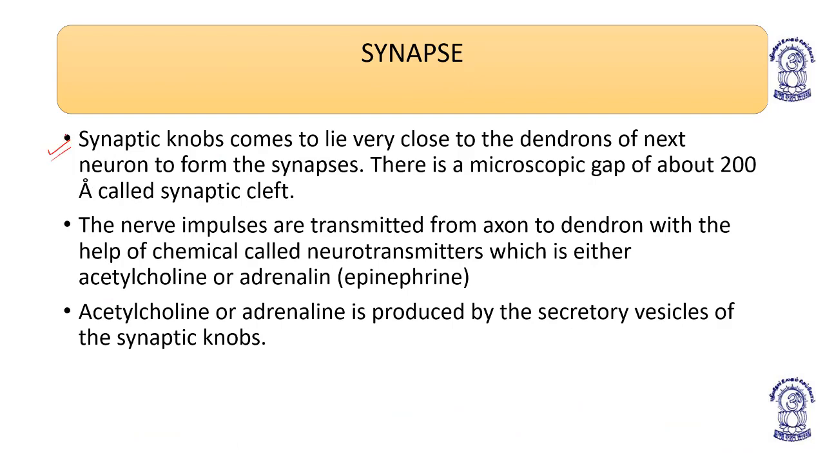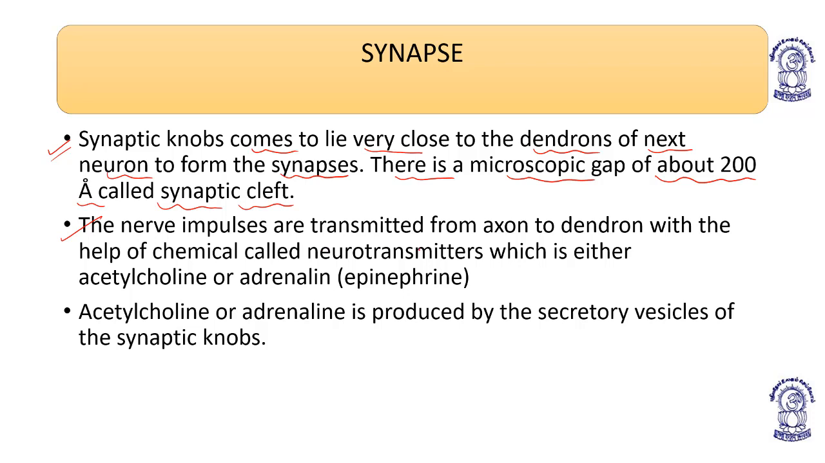The synaptic knobs come to lie very close to the dendrons of the next neuron to form a junction which is known as what? Synapse. There is a microscopic gap of around 200 angstrom, which is known as what? Synaptic cleft. Synapse is a junction of two adjacent or consecutive neurons. The synaptic knob comes to lie very close to the dendrons and makes a synapse. Understood?